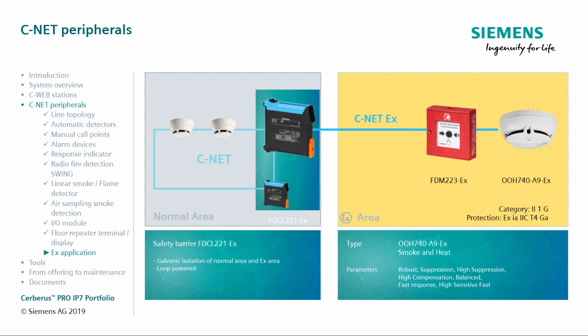Each loop can have up to 2 safety barriers. A safety barrier can handle a single stub. Please be aware that, in accordance with EN 54, a stub can have up to 32 devices.